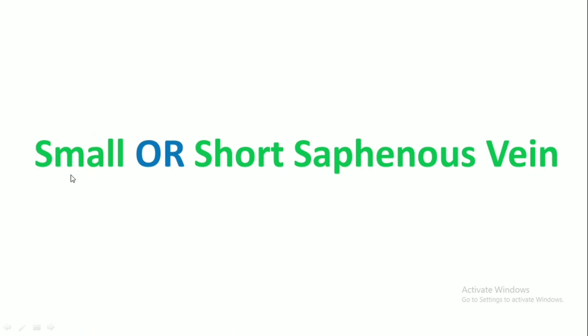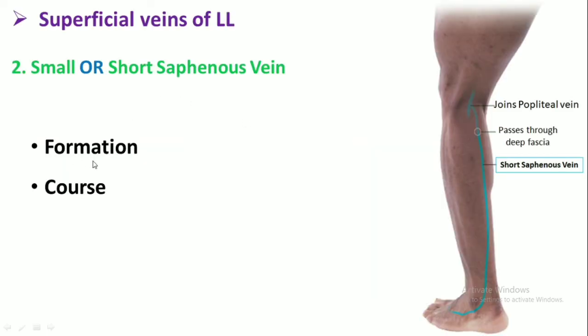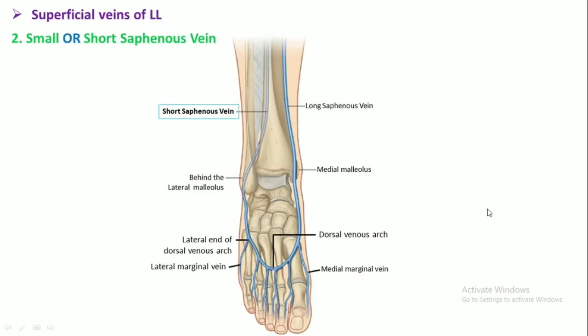Now we will see the small or short saphenous vein, its formation and course. Here you can see this is the short saphenous vein. As it is short, that's why it is called the short saphenous vein. Saphes means easily seen. This is the dorsal venous arch. This is the lateral end of the dorsal venous arch, and the lateral marginal vein. These two go to form the short saphenous vein.